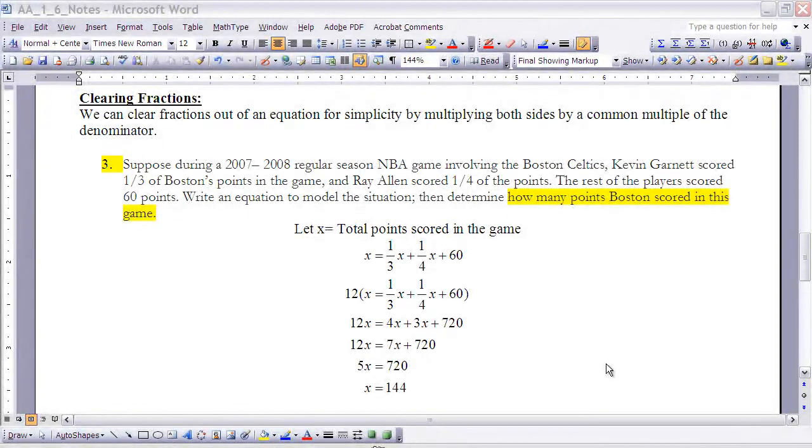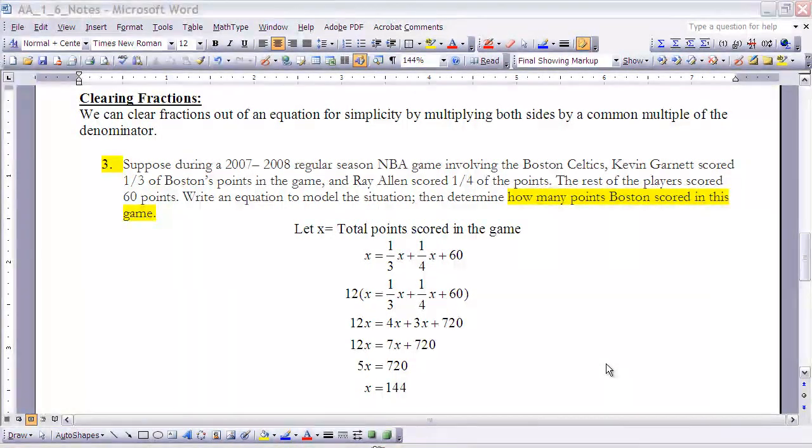Another method that we use to help us in solving equations is the idea of clearing fractions. This is something that we use for simplicity. It's not something that we have to do, but we can do it by multiplying both sides of an equation by a common multiple of the denominators. Anytime we have fractions throughout our equation and we want to eliminate fractions, we can do it just by multiplying both sides of the equation by the same number, which would be a common multiple of their denominators.